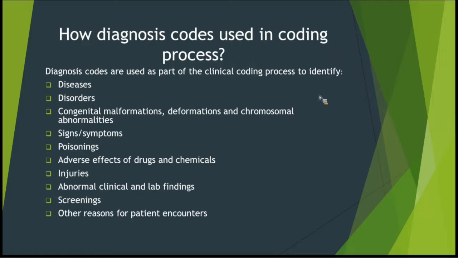So I have here, diagnosis codes are used as part of the clinical coding process to identify your diseases, your disorders, your signs, your symptoms, abnormal clinical lab findings, screening, etc. So whatever the patient has, or whatever is being treated, or whatever is considered questionable, we have a diagnosis code for it. Got it?